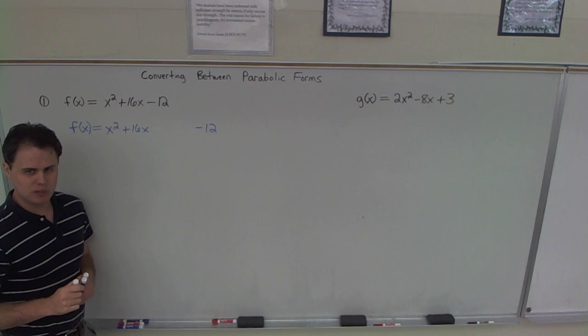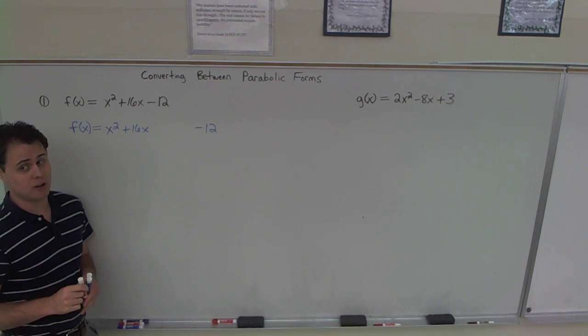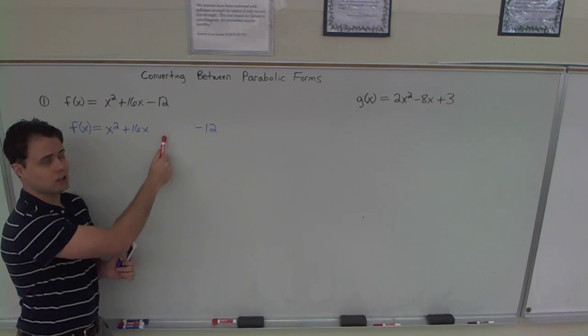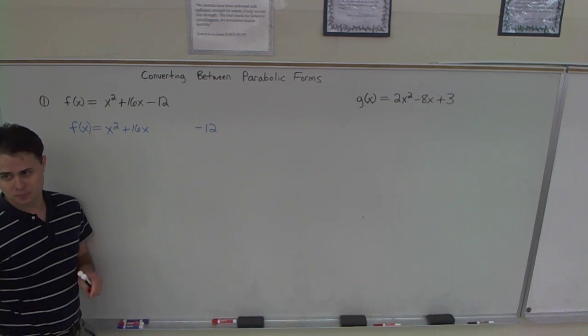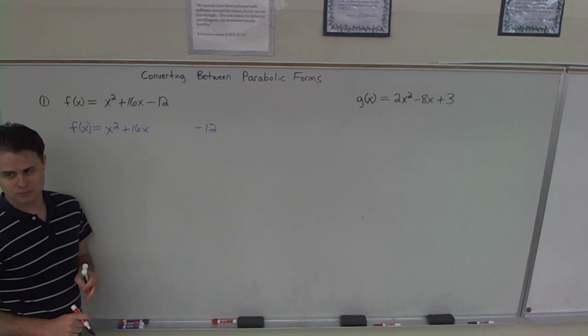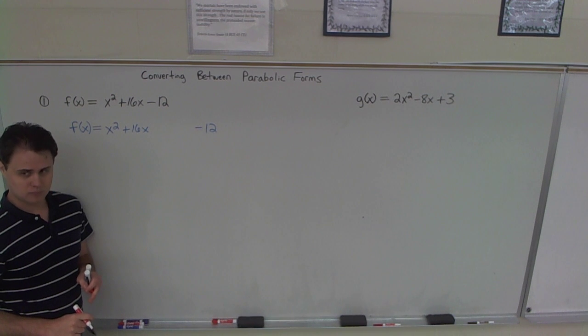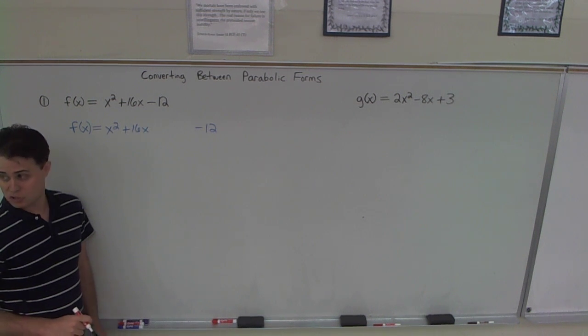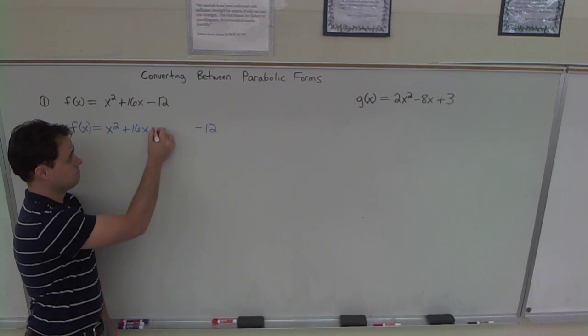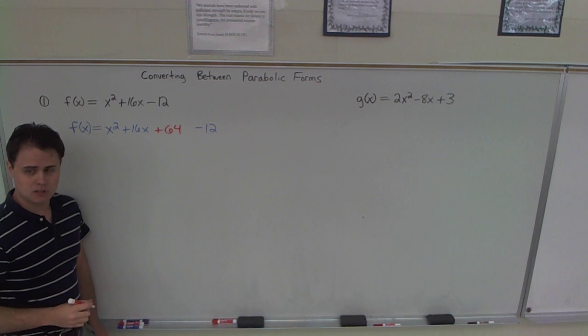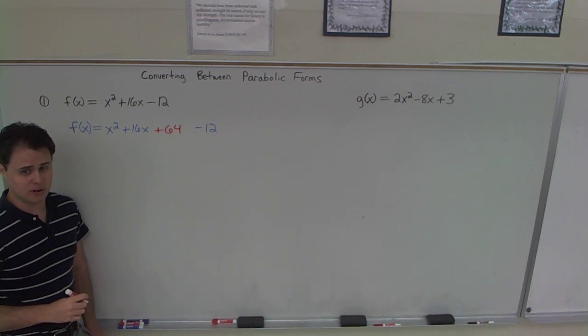And now you guys tell me, what's going to make this a nice parabola? What magic am I going to add here? You have an idea, Asha? Isn't it 16 over 2 squared? So what would that be? 64? Good. That's the magic. That's going to make this a nice parabola.